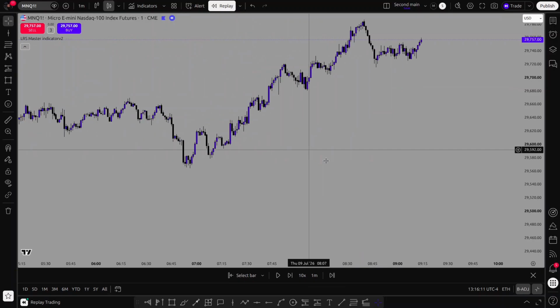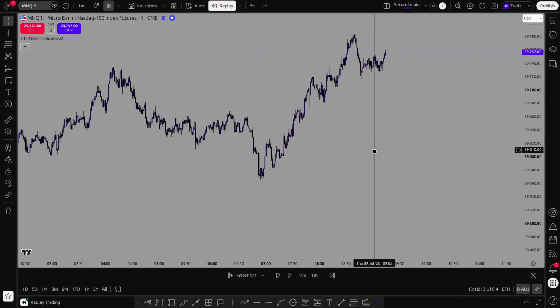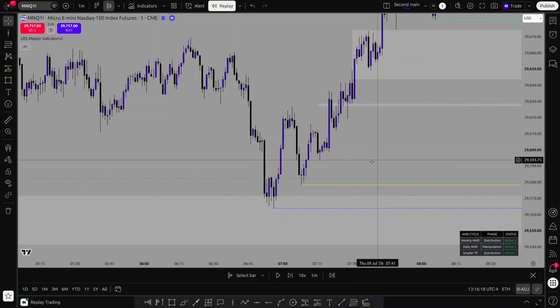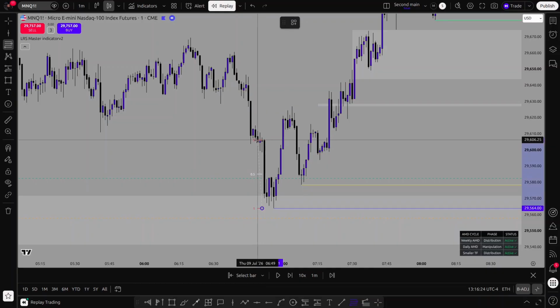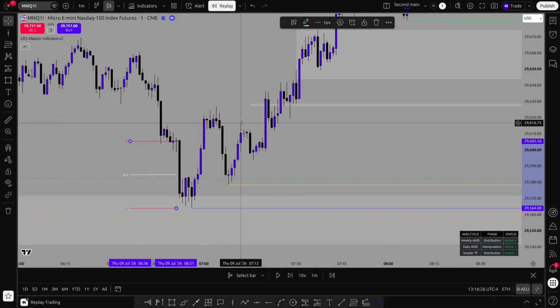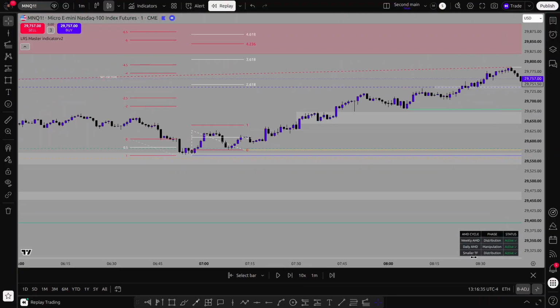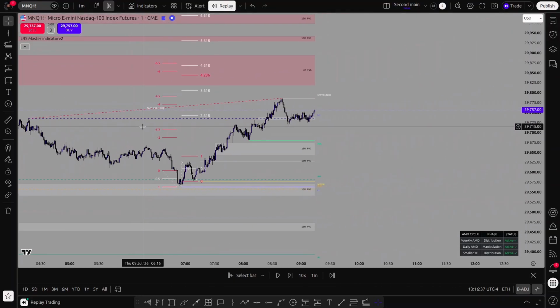So I go to the 1 minute. Oops. Standard deviation. Now Fibonacci extension. So now I'll see what else is aligning with that.